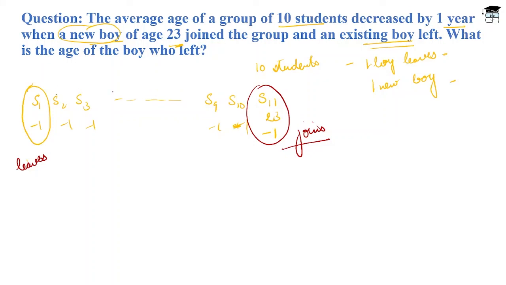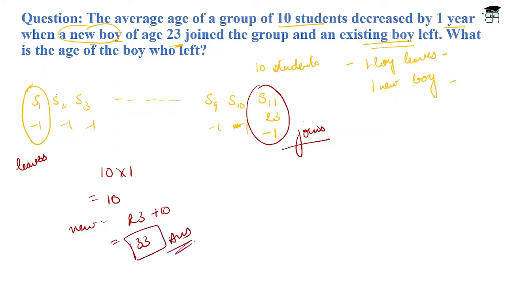S2, S3, S4 till S11. The total is 10. So the number of students is 10 and it is decreasing by 1 into 1. So it is equal to 10. Alright. And the age is 23. Alright. So the age of the new boy is 23. So we'll add 10 to it and the age of the existing student who leaves is 33.